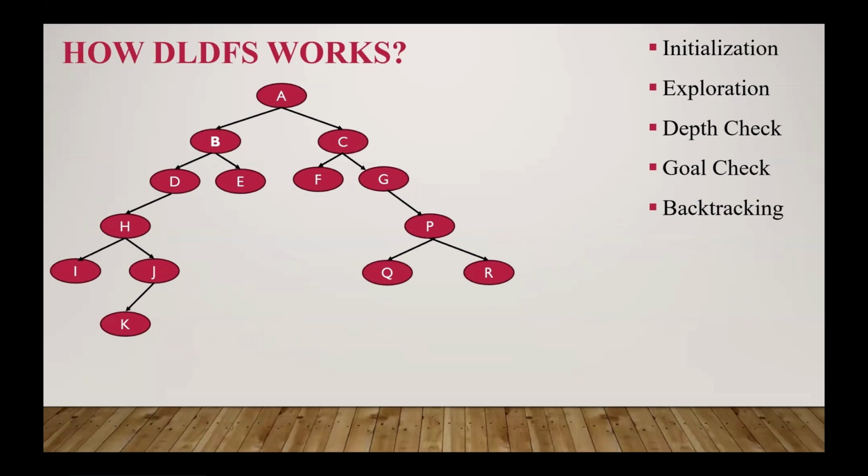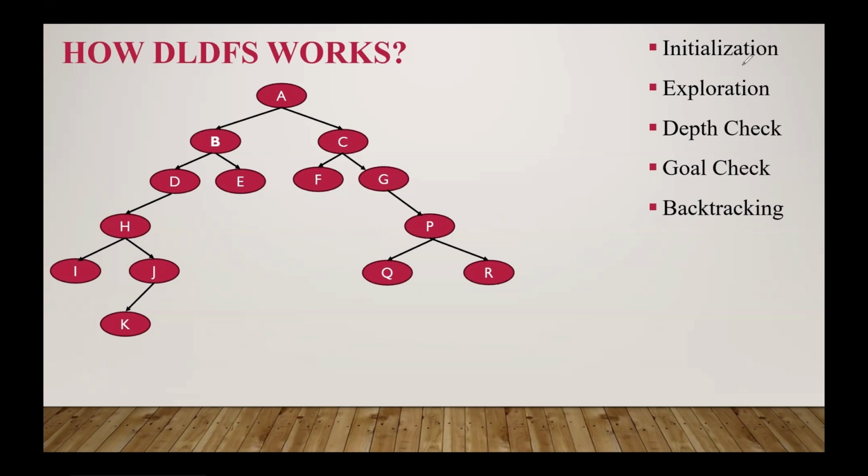Next we have to understand how the depth limited search is going to perform its operation. Generally, it performs with 5 steps. First step is the initialization. Initialization means it starts with the root node of a tree or the starting node of a graph.